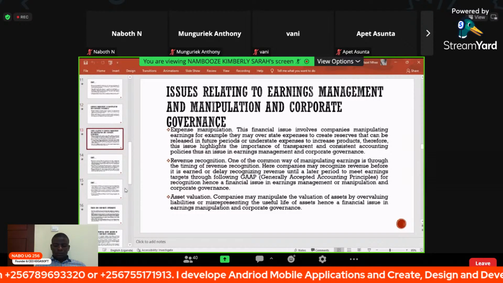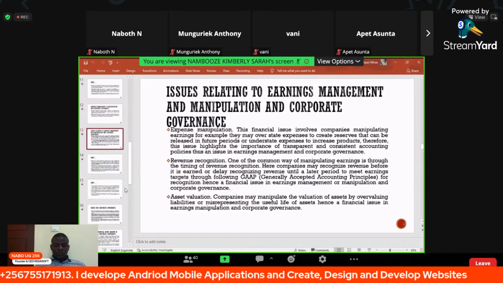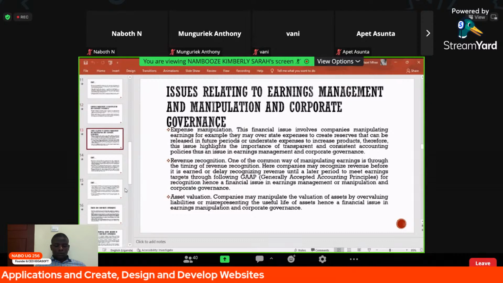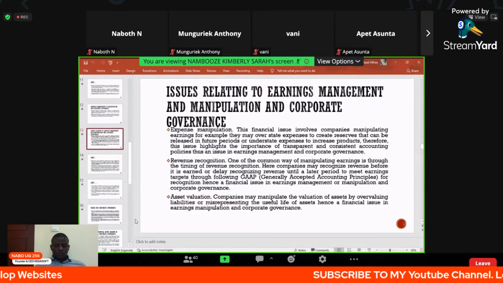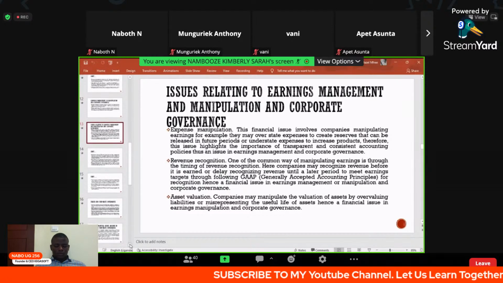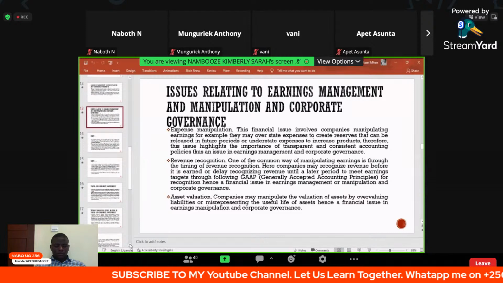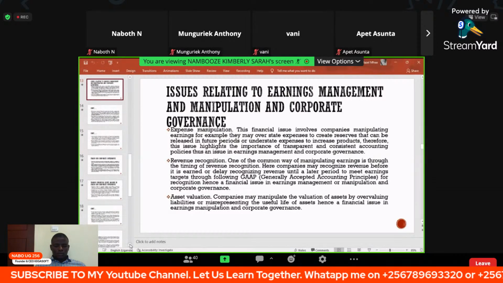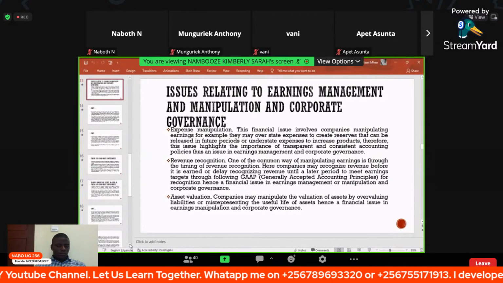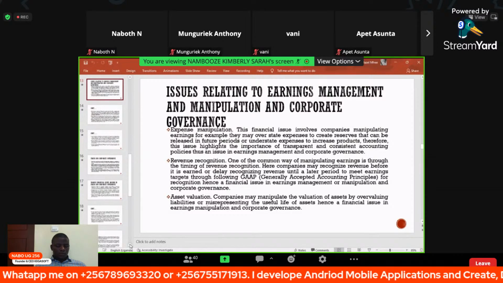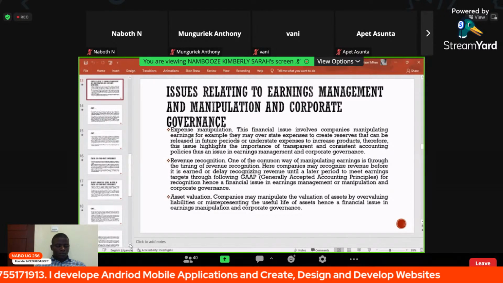Here we have the issues relating to earnings management or manipulation and corporate governance. First, we have expense manipulation. This financial issue involves companies manipulating earnings. For example, they may overstate expenses to create reserves that can be released in future periods, or underestimate expenses to increase profit. Therefore, this issue highlights the importance of transparent and consistent accounting policies.